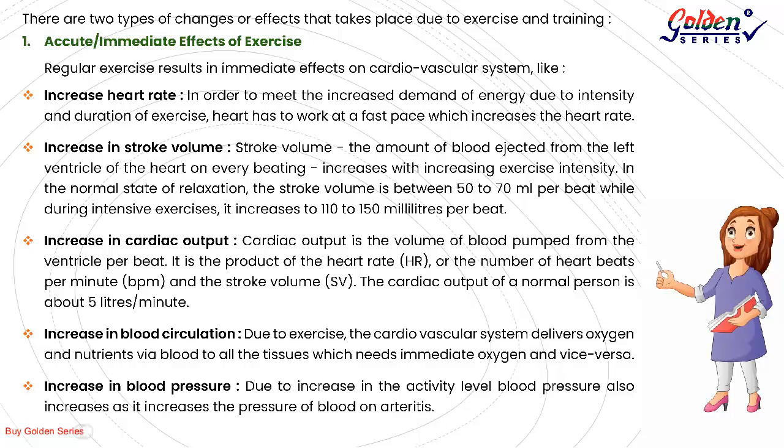There are two types of changes or effects that take place due to exercise and training. 1. Acute immediate effects of exercise. Regular exercise results in immediate effects on cardiovascular system, like increased heart rate. In order to meet the increased demand of energy due to intensity and duration of exercise, the heart has to work at a fast pace, which increases the heart rate.